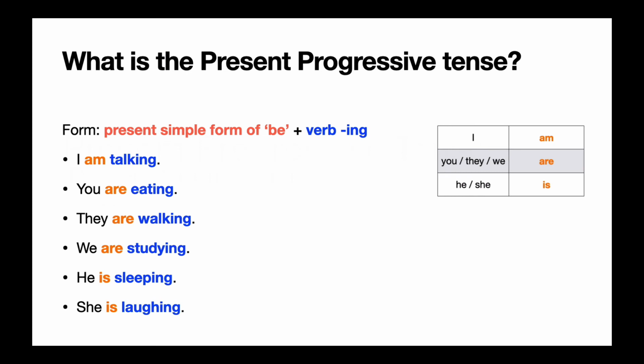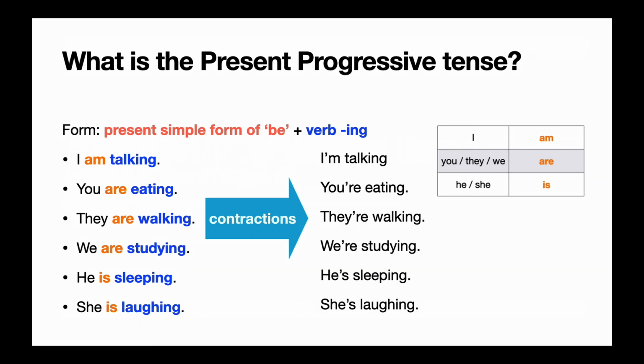I am talking. You are eating. They are walking. We are studying. He is sleeping. And she is laughing. Each one of these verb forms has a present simple form of the be verb plus an ing verb. Usually when we use the present progressive tense, especially when we're talking, we use contractions. So these would become I'm talking, you're eating, they're walking, we're studying, he's sleeping, and she's laughing.